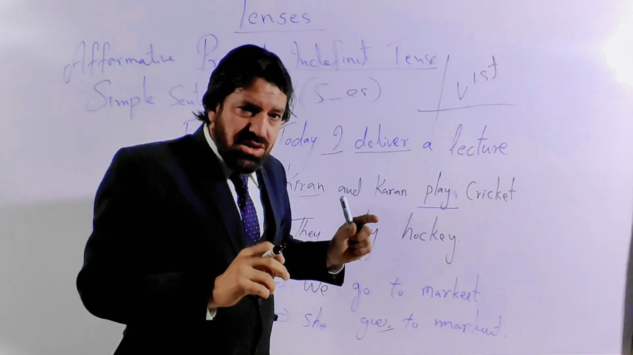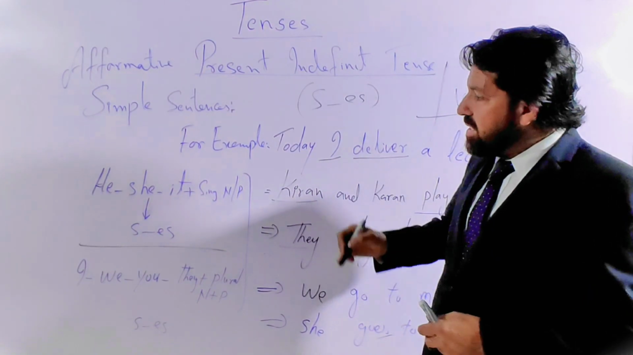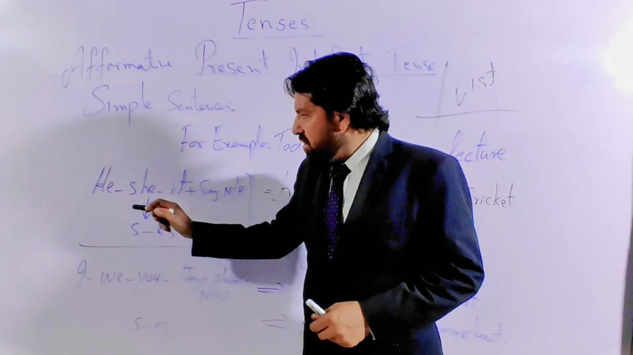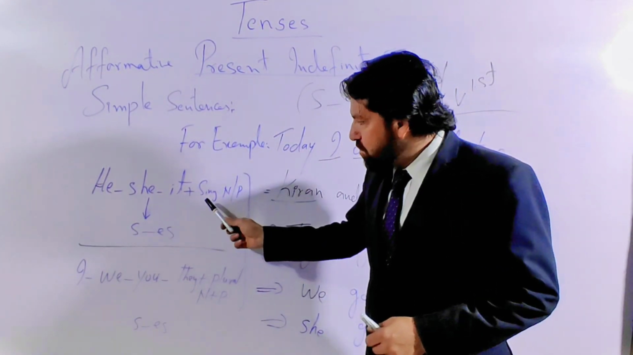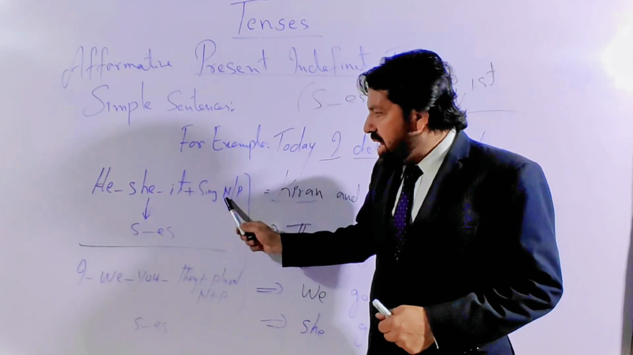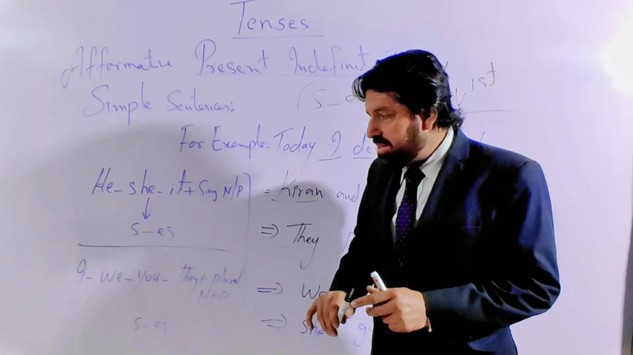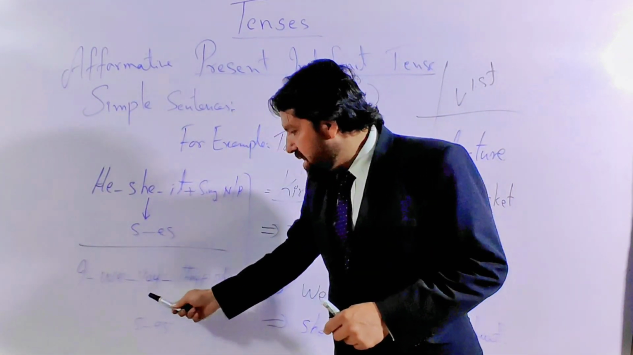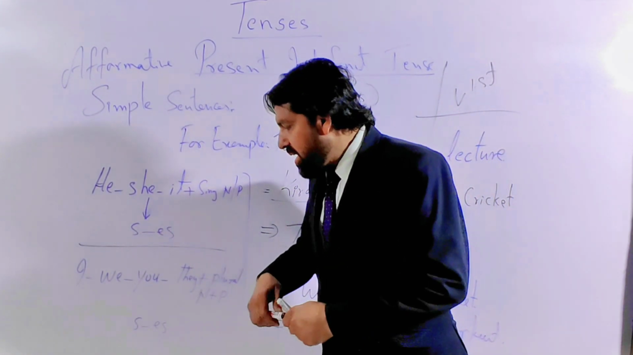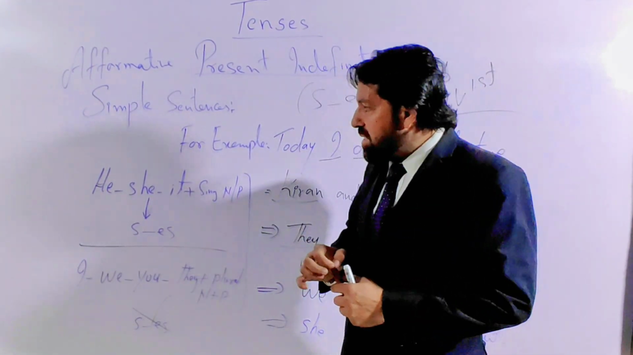So where do you have to use s or es? As I have told you, in present indefinite tense, with he, she, it plus singular noun or pronoun, you have to use s or es with the first form of verb in your sentences. And with I, we, they, you plus plural noun and pronoun, you don't have to use s or es. So this is a little bit of technique that you have to remember.